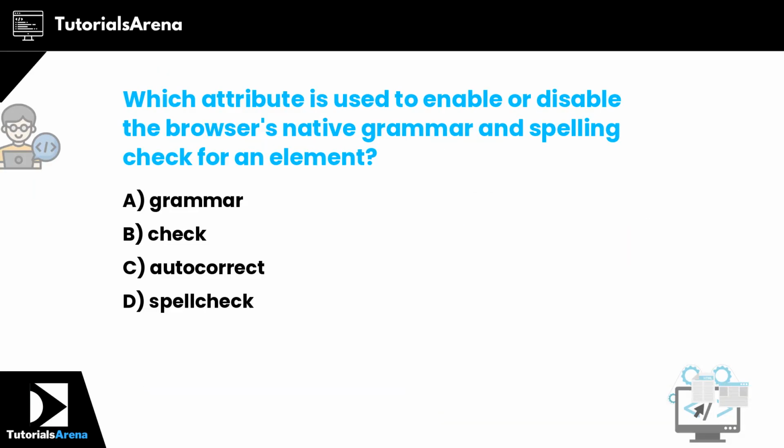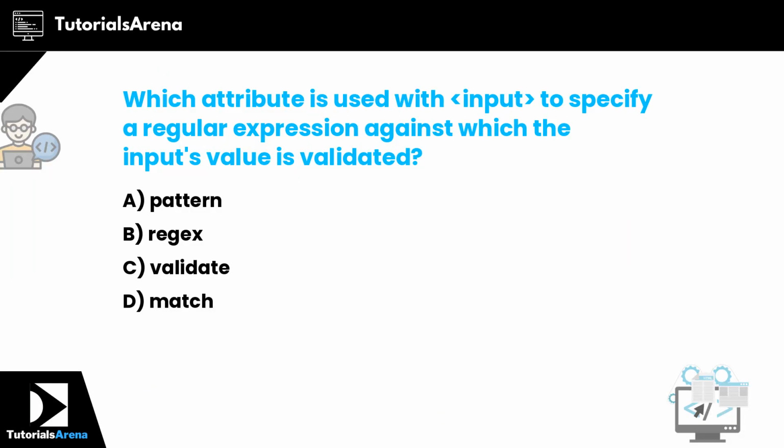Which attribute is used to enable or disable the browser's native grammar and spelling check for an element? The correct answer is option D, spellcheck. Which attribute is used with input to specify a regular expression against which the input's value is validated? The correct answer is option A, pattern.